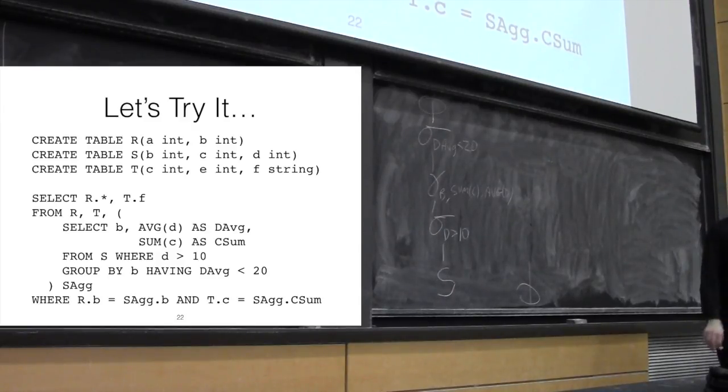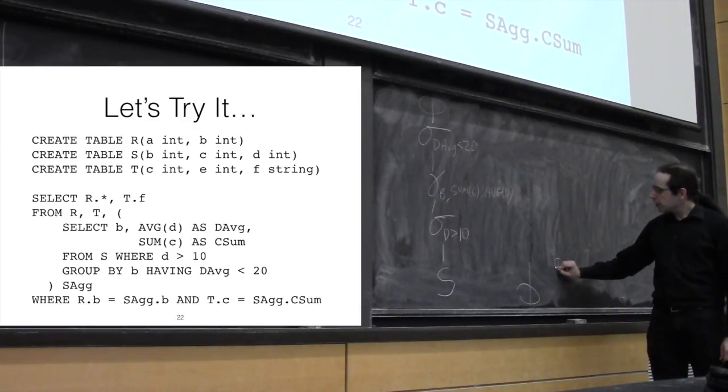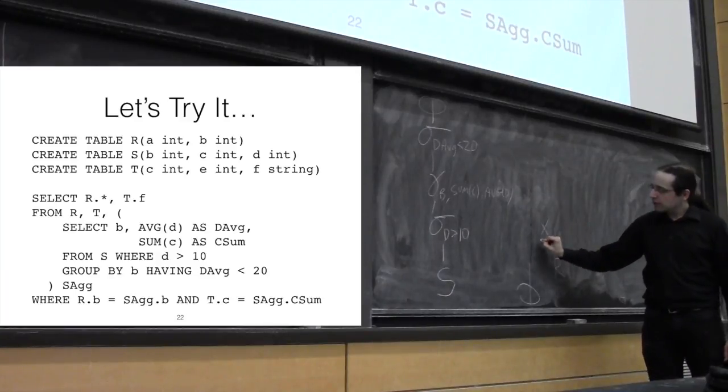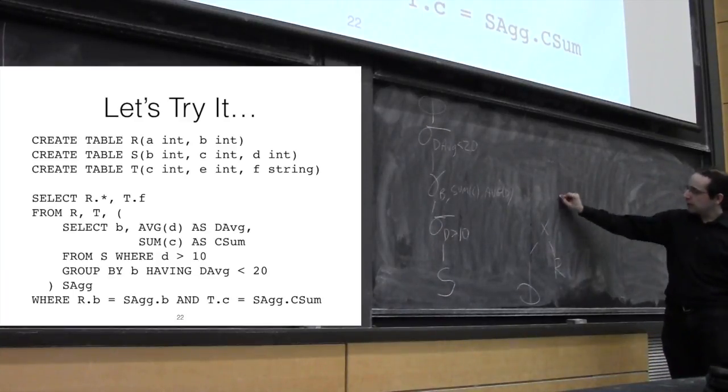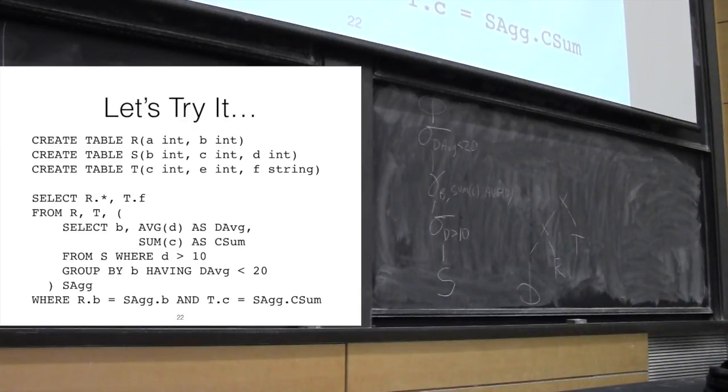So what do I do with those? Cross product. So I've got my S, I've got R, and I've got T. All right. Now what? Someone in the back.